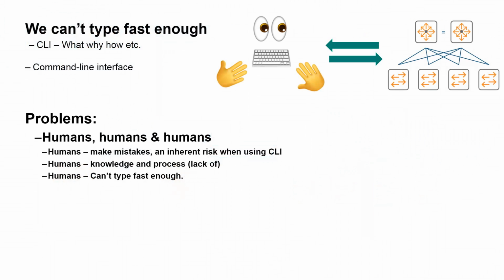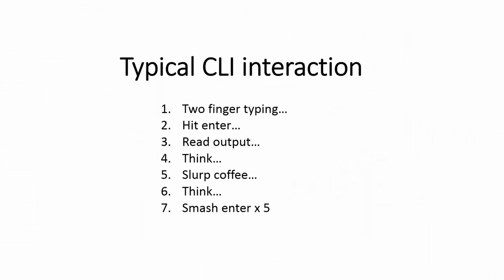And then finally, humans are a problem in the fact that we can't type fast enough. The CLI itself is, I think, inherently inefficient. If you think of a typical CLI interaction, I know this is the kind of thing that I see or I do quite regularly. So we got step one, two-finger typing. We hit enter as we enter our command, then we read that output. Think about it, slurp our coffee, think about it some more, smash enter 5 times because we don't get the response that we want to see.